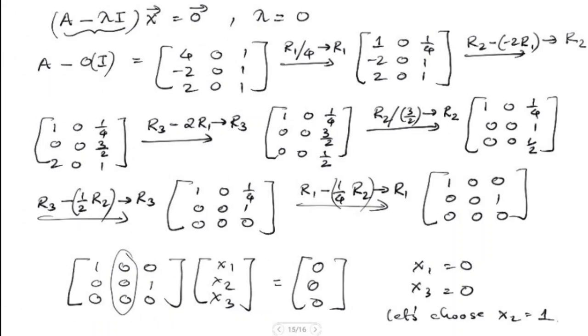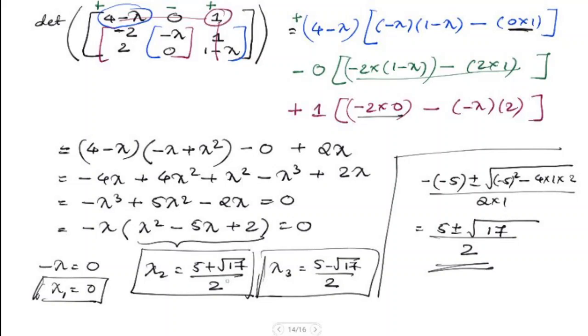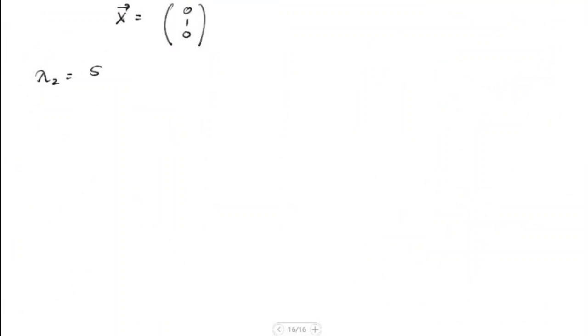Okay, now let's find out the eigenvector for lambda 2. So what was our lambda 2 again? 5 plus root 17 divided by 2. So we have here 5 plus root 17 divided by 2, and let's find out the eigenvector for that.